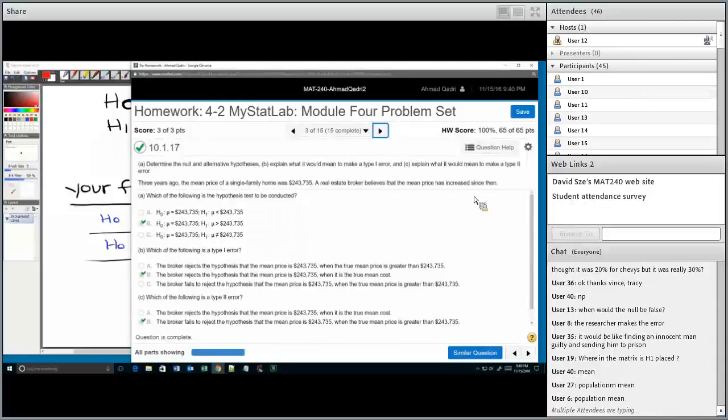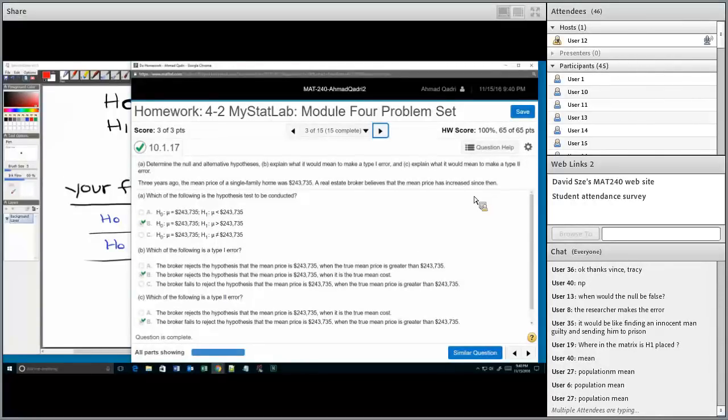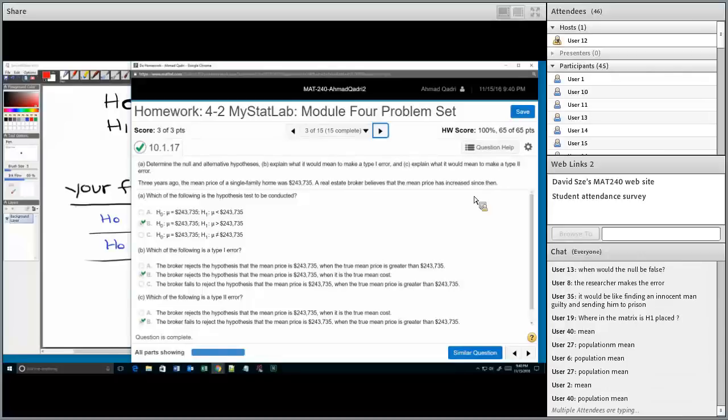Sal, the matrix only involves the null hypothesis, right? If the null hypothesis is not true, then obviously the only other choice is the alternative hypothesis.